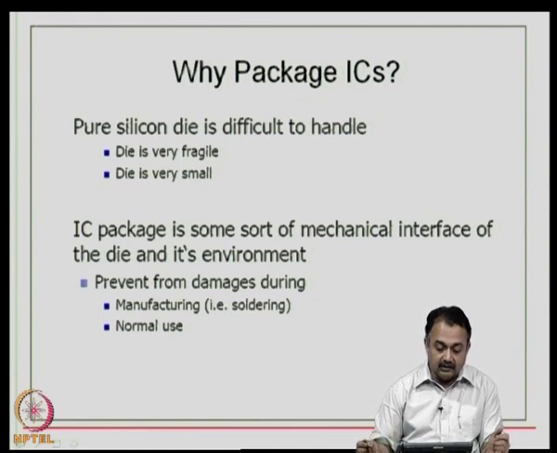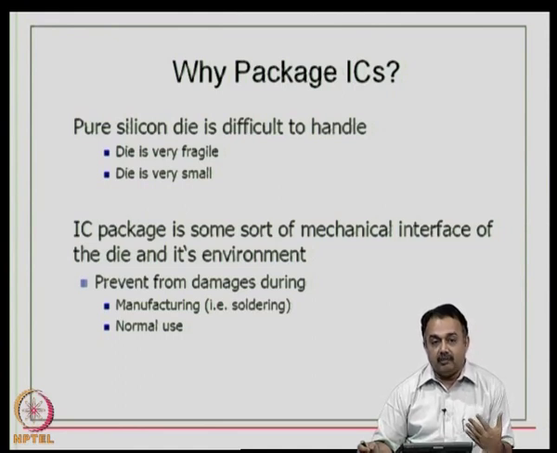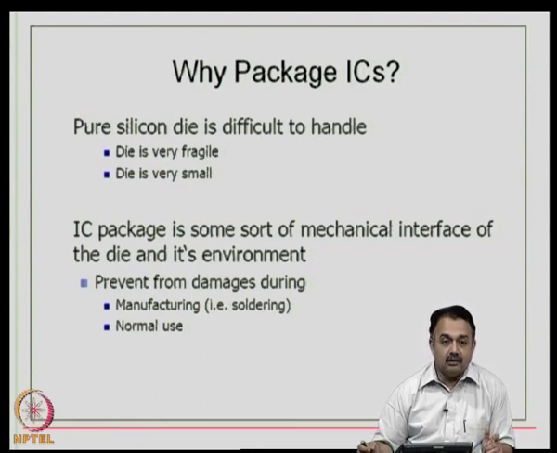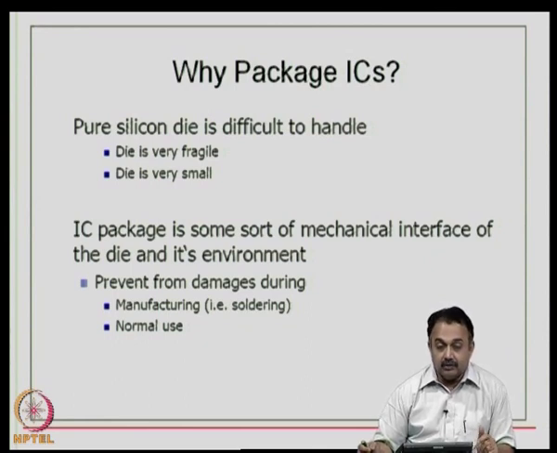So, why package ICs? Because pure silicon is actually difficult to handle, because the die is very fragile. It can be sensitive to the environment, to your touch. There are a lot of organic materials from your hand, the assembly becomes difficult. So, it is a procedural problem. The die is very small and it is diminishing, as we have seen in various system applications. But in microprocessors today, the die can be large, but still they are very sensitive.